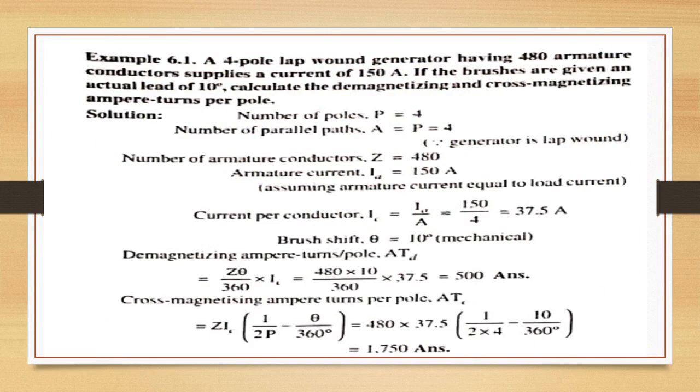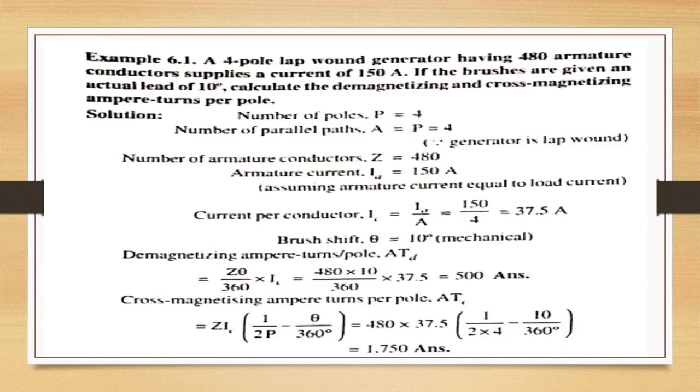So let us see a few numericals based on this topic. A 4-pole lap wound generator having 480 armature conductors supplies a current of 150 amps. If the brushes are given an actual lead of 10 degrees, calculate the demagnetizing and cross-magnetizing ampere turns per pole. Let us see the solution.